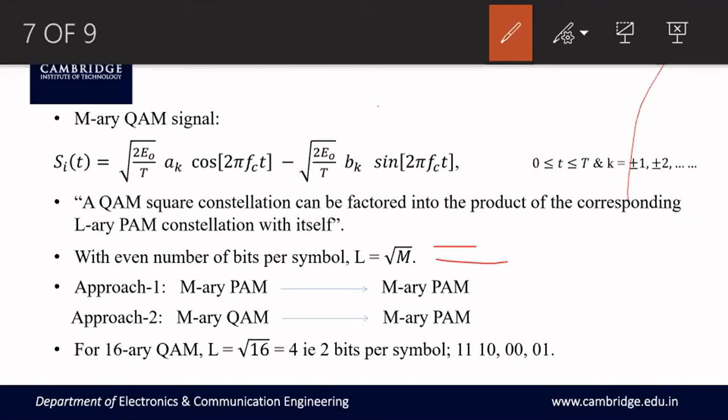Suppose M is equal to 16. To represent 16, how many bits do we need per symbol? 2 power 4 equal to 16. So 4 bits, L is equal to 4. That means choosing 4 bits as one symbol, you can make 16 possibilities, that is 0000 to 1111. So 16 combinations.